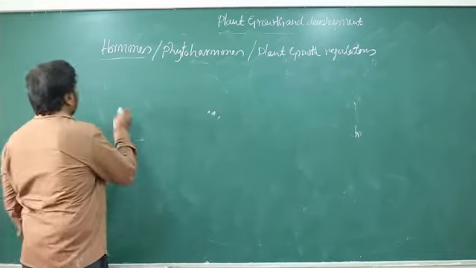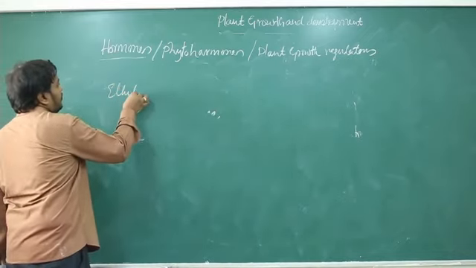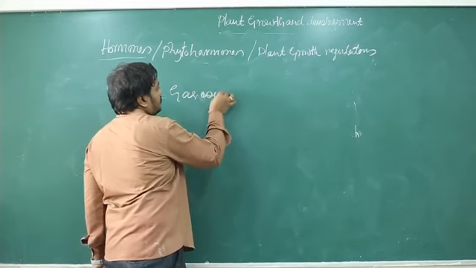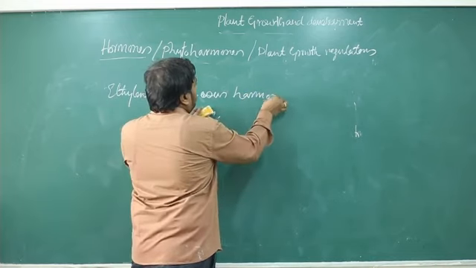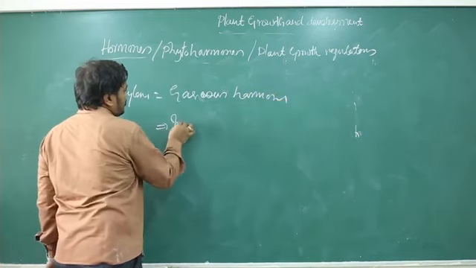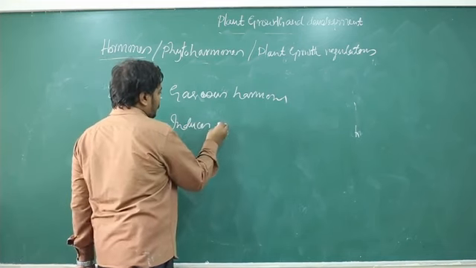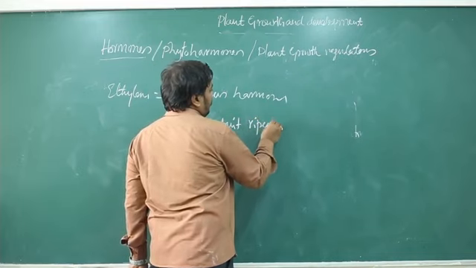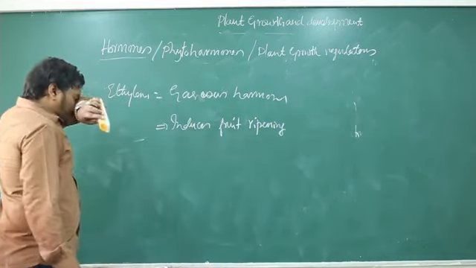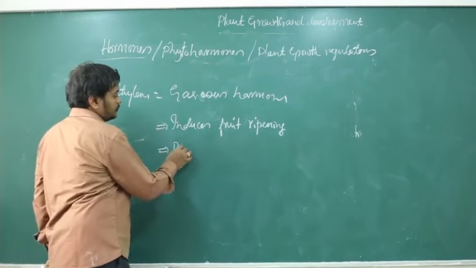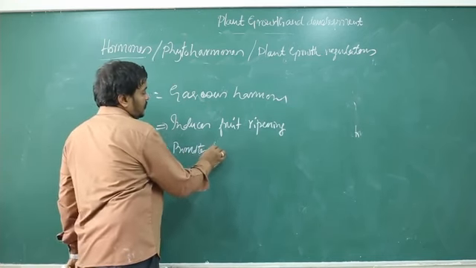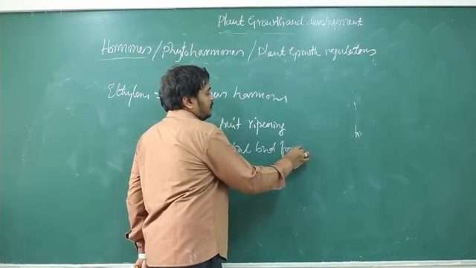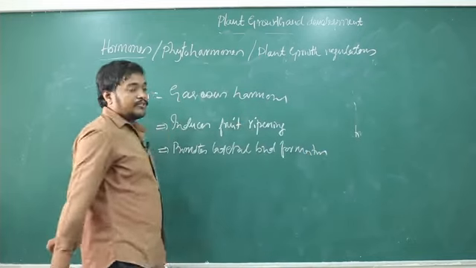So next come to ethylene. So ethylene is a gaseous hormone. It is a gaseous hormone. Okay, the main function is it induces fruit ripening. Okay, then it promotes lateral bud formation. Okay, it helps in lateral bud formation.